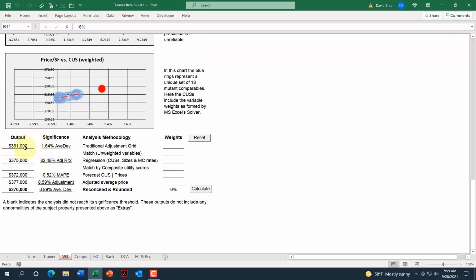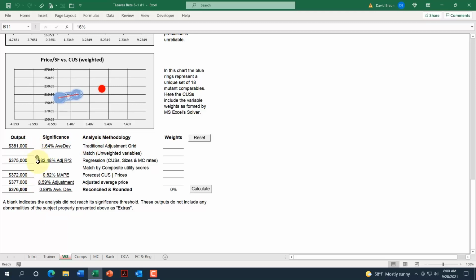Now, here are some outputs that we got from 6 different methods. The first method I want to show you down here is the forecasting of the CUS, and it was 372,000. That's normally where a composite utility score would stop. That would be the score, and you wouldn't have to make any adjustments. But one of the things we wanted to do was make this more traditional for appraisers. So I converted the composite utility scores and some of the other things into actual adjustment rates so we could do a traditional grid, and it came out 381, a little bit higher than this.